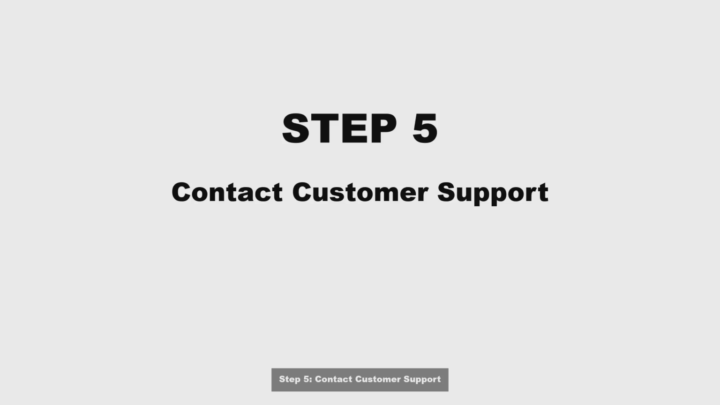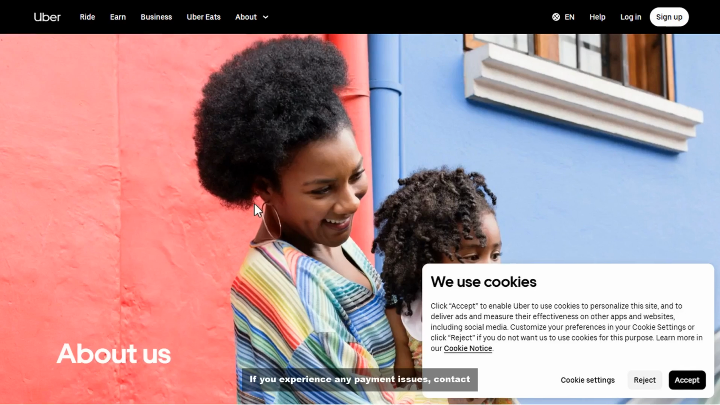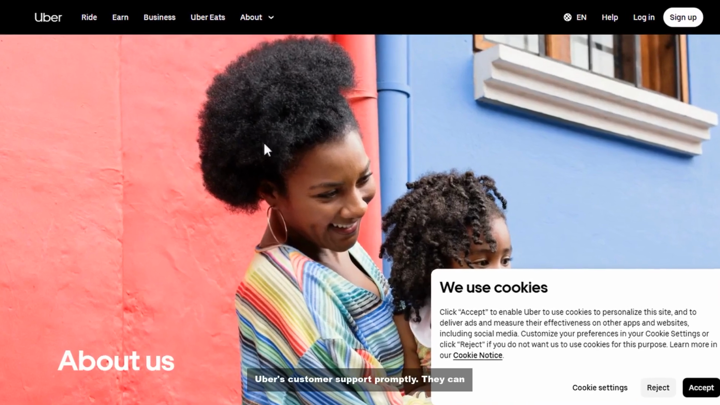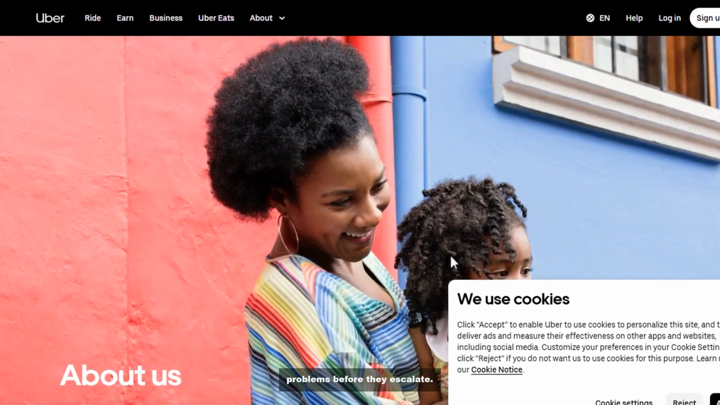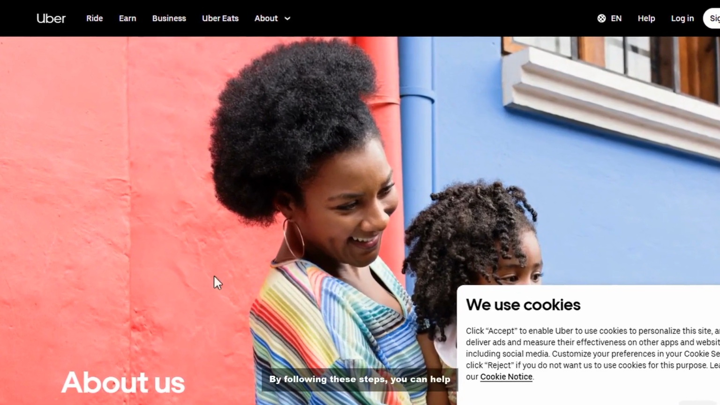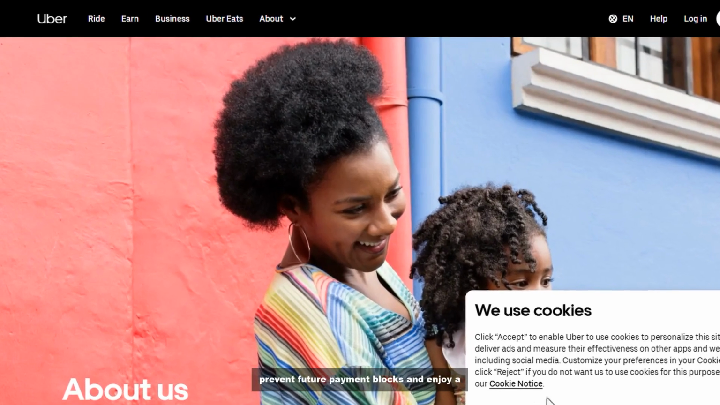Step 5. Contact customer support. If you experience any payment issues, contact Uber's customer support promptly. They can provide assistance and help resolve any problems before they escalate. By following these steps, you can help prevent future payment blocks and enjoy a seamless experience with Uber.